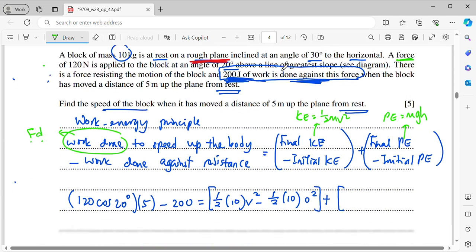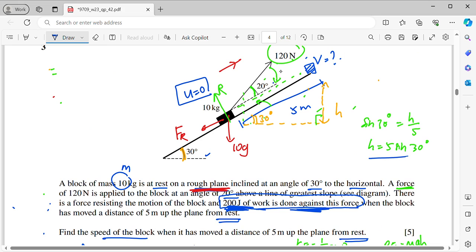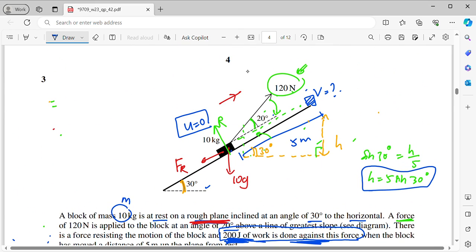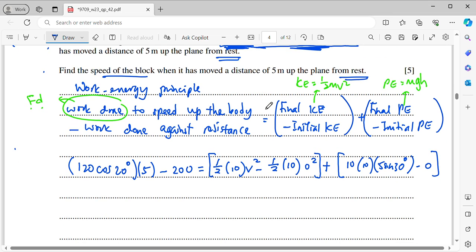Then I will write mgh, where m is 10, g is 10, and the h here is 5 sine 30 degrees. Now the initial PE. I treat this as the initial level, therefore the height will be 0. So then here will be 0. From here, we are able to find the v.